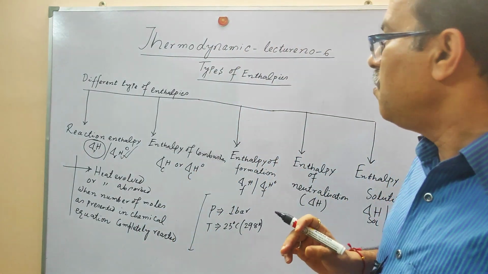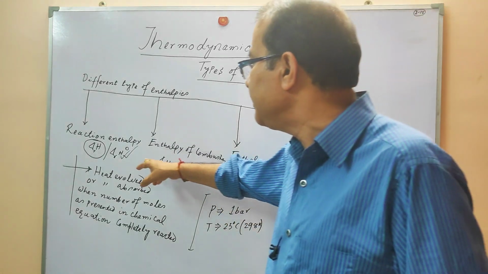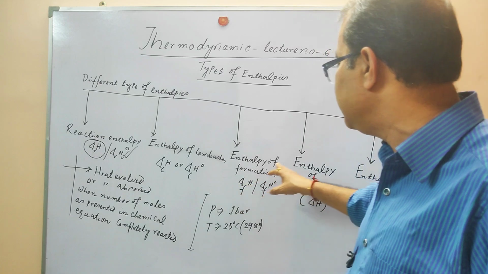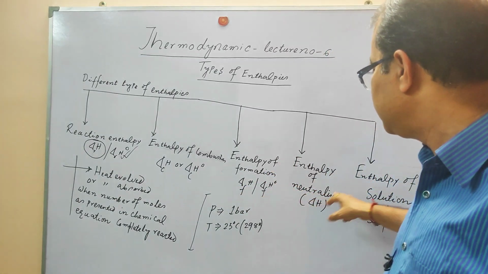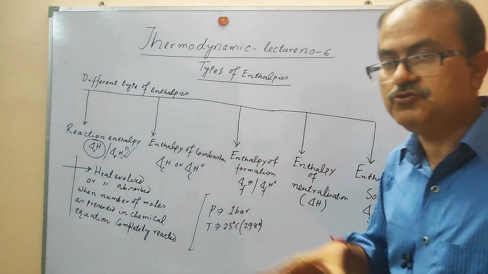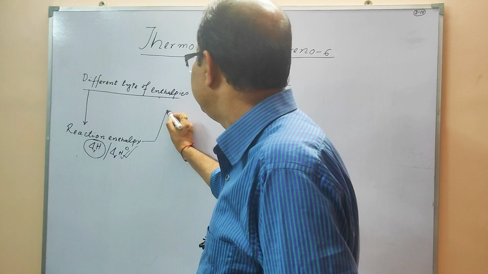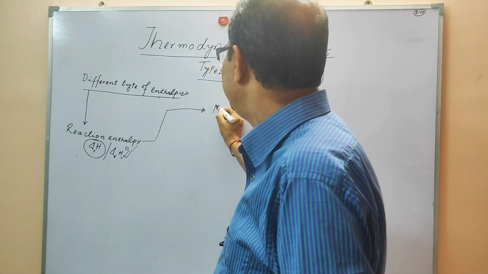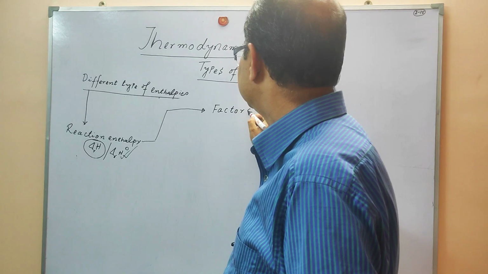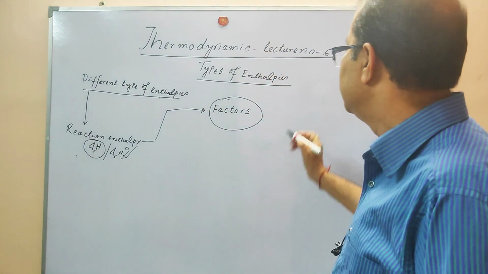Okay. Now there are different types of enthalpy that we have already noted. First the reaction enthalpy, then we will discuss the combustion enthalpy, then enthalpy of formation, enthalpy of atomization, enthalpy of solvation. All this we will discuss gradually. Now what are the factors? There are different factors that influence the reaction enthalpy, which we are going to discuss.